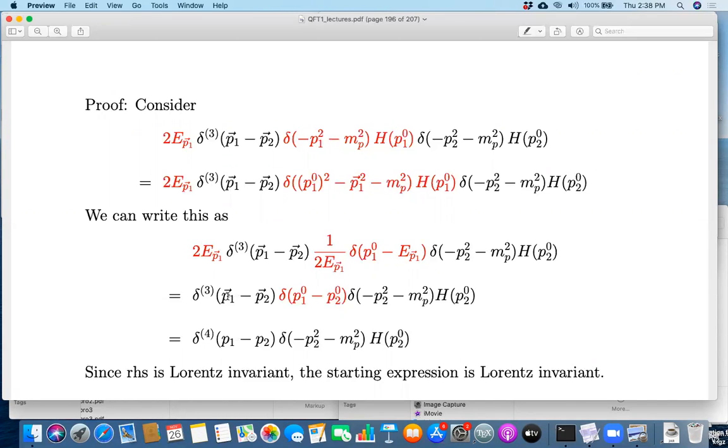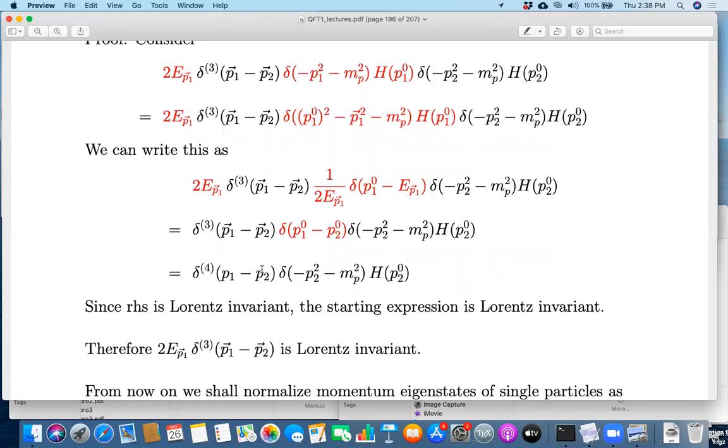So using that, I can write this as delta q p1 minus p2, delta of p1 0 minus p2 0. Okay, these two have cancelled, and then these delta functions have been left as they are. And now you see that by combining these two, I get delta 4 p1 minus p2, and then this remains as it is. And you notice that this quantity that has appeared on the right hand side is manifestly Lorentz invariant. Delta 4 p1 minus p2 is Lorentz invariant, right? Determinant lambda is of course 1, and this combination is also Lorentz invariant that we have discussed earlier.